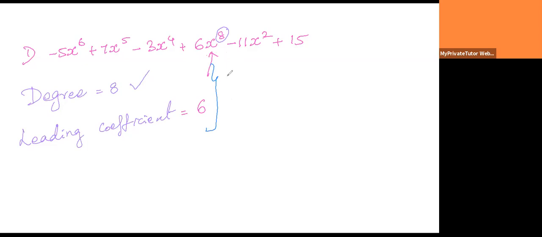And you might have another question. This is the degree, this is the leading coefficient, that's it. But we have more coefficients. For example, what is the coefficient of the term x^6? You just need to check the term x^6, and it is multiplied by -5. So the coefficient of x^6 is -5.